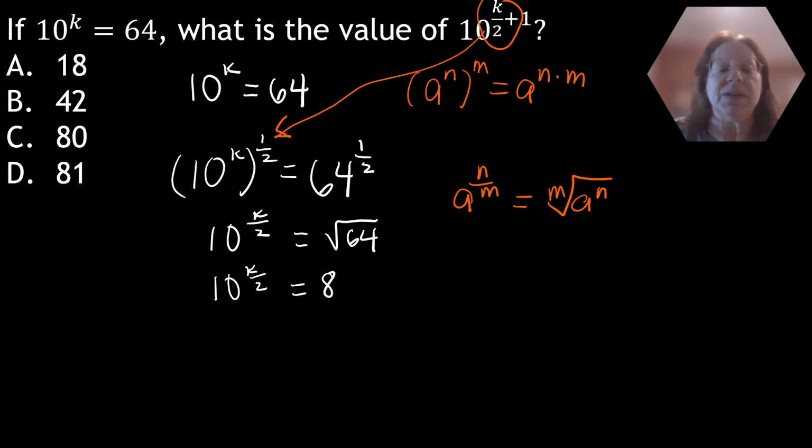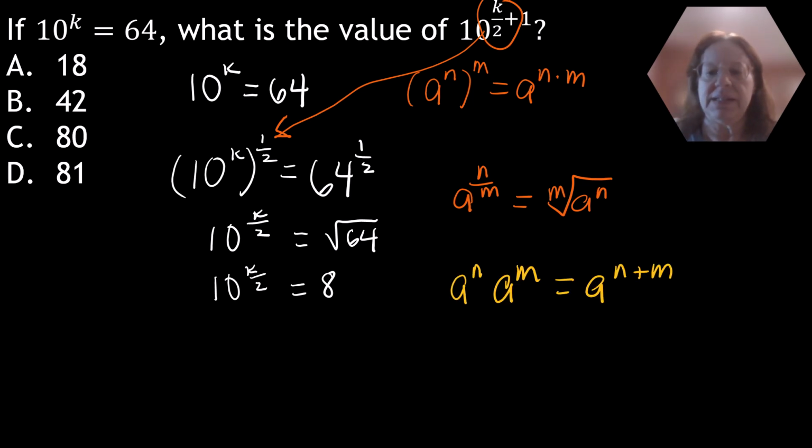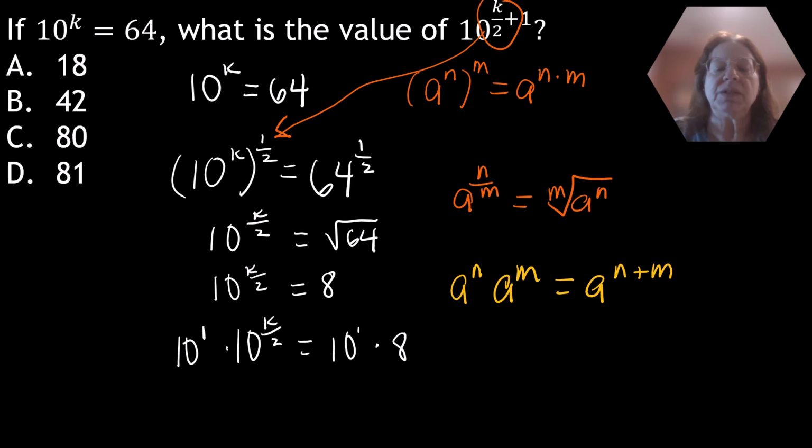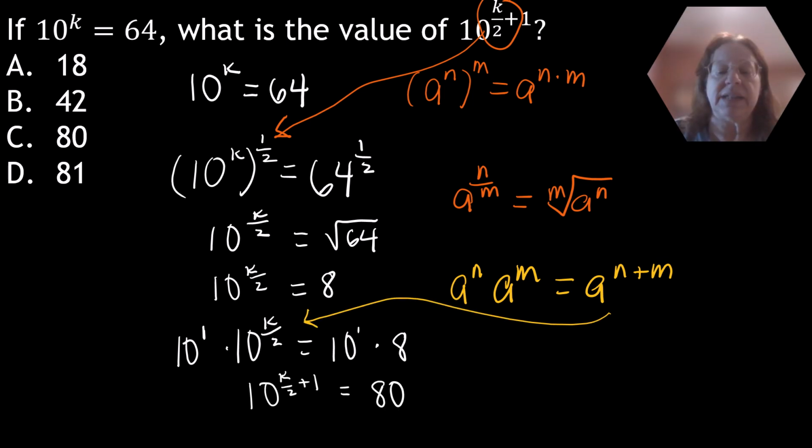Now we've got to get that plus 1 up there in the exponent. So how do we do that? Well, a to the n times a to the m is equal to a to the n plus m. So we are going to multiply both sides by 10 to the first power because we want the same base, and we're going to add the exponents on the left-hand side, and that's how we're going to get that k over 2 plus 1 as an exponent. So we have 10 to the k over 2 plus 1 equals 10 to the 1 times 8, which is 80. And C is the answer.